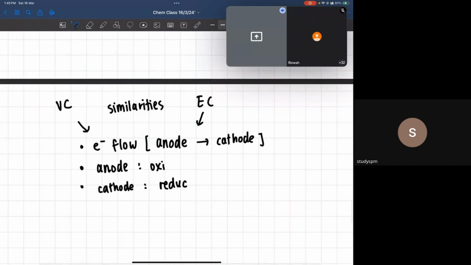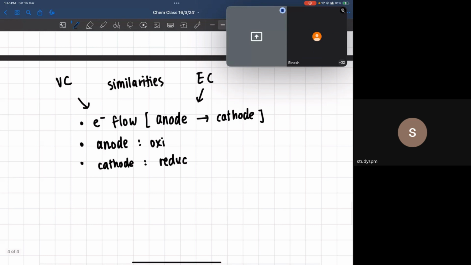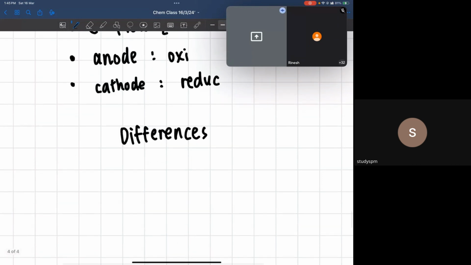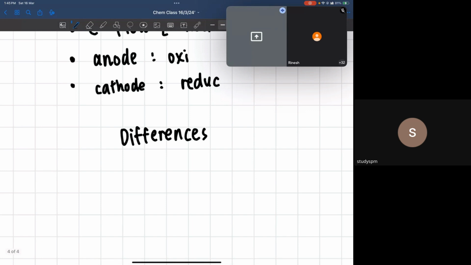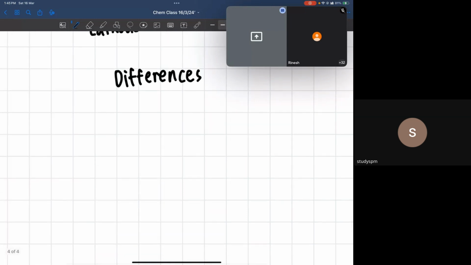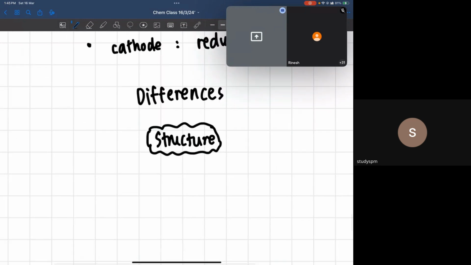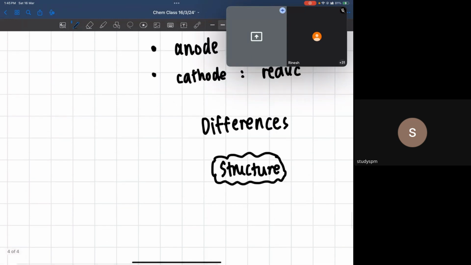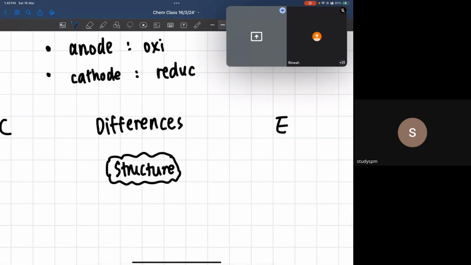So this one is the similarities, and the differences are the very, very important part. Differences. Okay. We try to look from the aspect of the structure of the cell, which you can clearly see with your eyes. Okay, the structure. First thing, structure. If you guys have a question, you just turn on your mic. Okay. For structure, this one for voltaic cell, right? I put VC, this one EC.